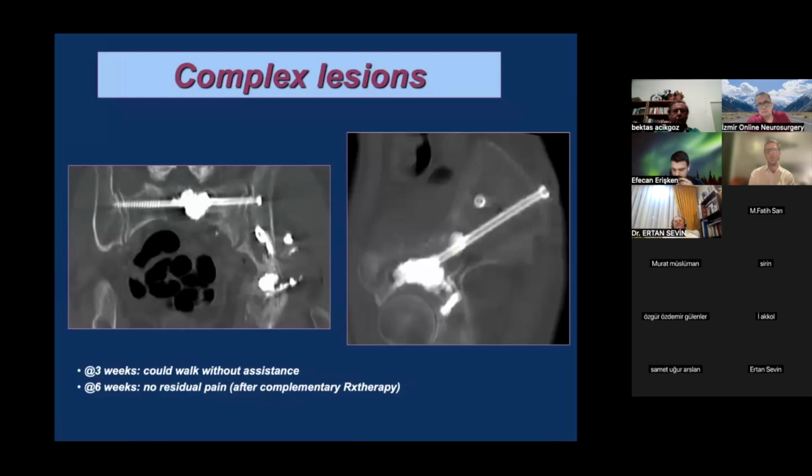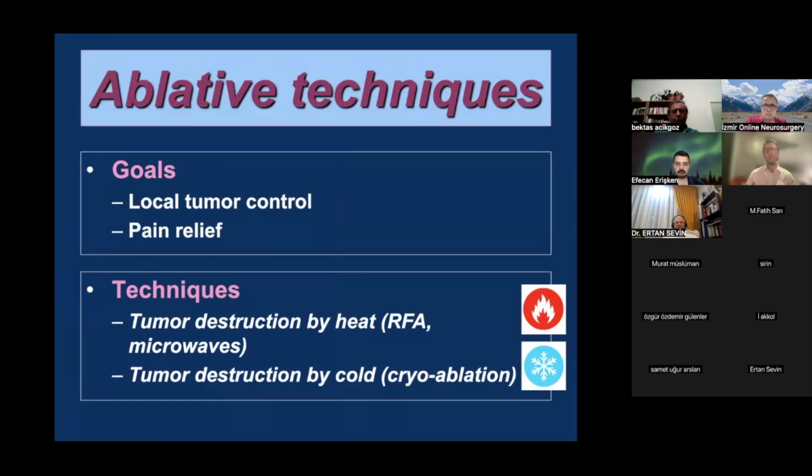At 3 weeks, the patient was able to walk without assistance, and at 6 weeks, there was no residual pain. She also had radiotherapy, but she had no residual pain. So this was the first chapter on complex vertebroplasty and cementoplasty. And now we'll talk about the ablation therapy technique.